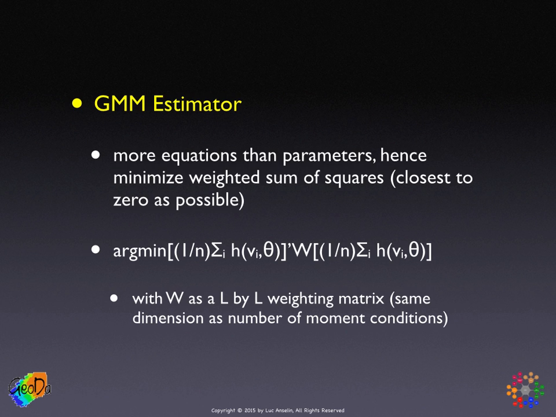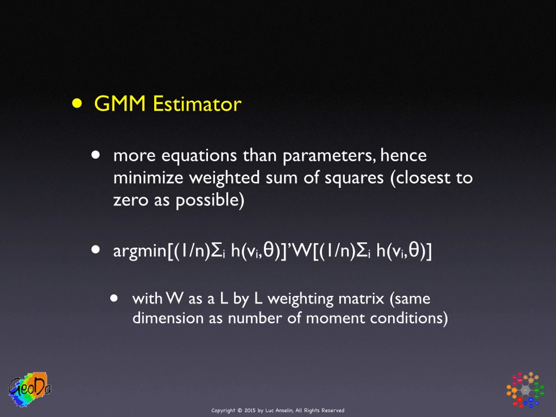And the criterion for optimization becomes to find the values for the parameters, the arguments, so to speak, that minimize the sum of squares. So in general, we have the W matrix in the middle as a weighting matrix, but for the special case that we give equal weight to each equation, this would be argmin of the average of the h equations over all the observations as a sum of squares. So we minimize the sum of square deviations from zero, so to speak, for all the equations. The weighting matrix has the dimension of the number of moment conditions. In our notation, we've used k for the number of parameters, and l for the number of moment equations or moment conditions.